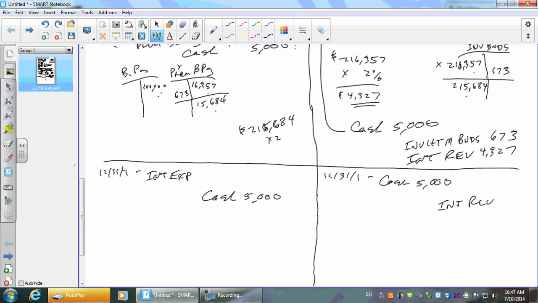215,684 times 2%, how much was that? 4,313. Where does that go? Interest expense, of course, and interest revenue, of course, right? We just calculated it. So we know what it is. What do you want to do with the difference? How much is the difference?